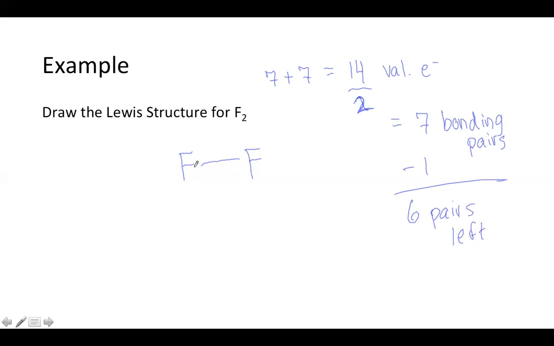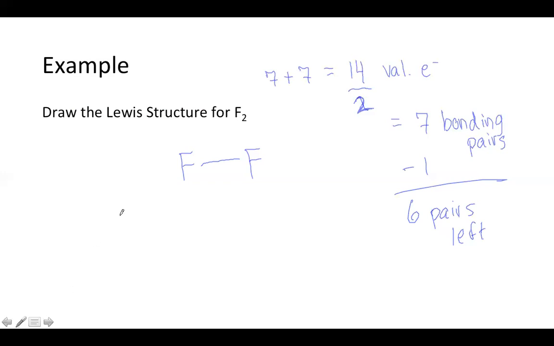Okay, so step 1, draw the structure. Step 2, count valence electrons. Step 3, determine the bonding pairs. Step 4 is to place the bonding pairs and make single bonds between the central and outer atoms. Step 5 is to determine the pairs left. So we have 6 pairs left. And then the next step is to place those pairs on the outside atoms to satisfy the octet rule.